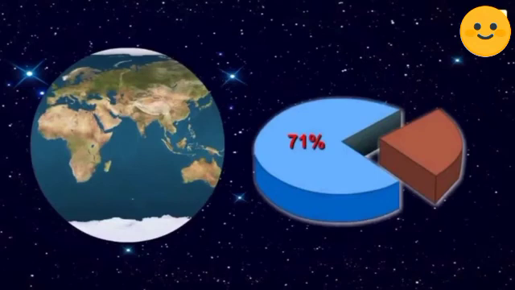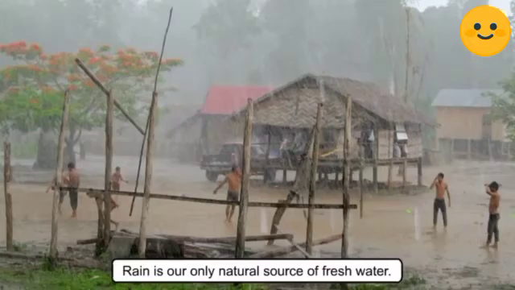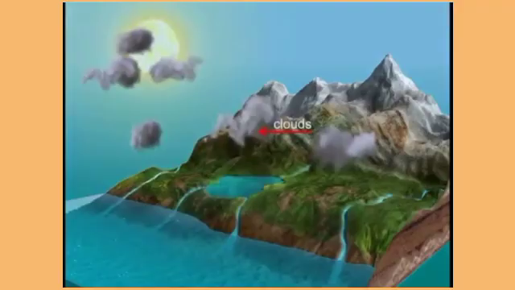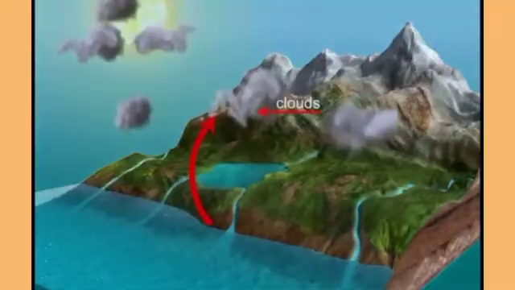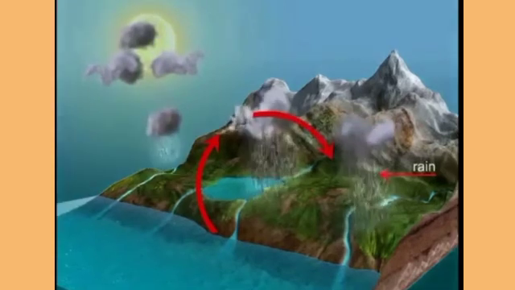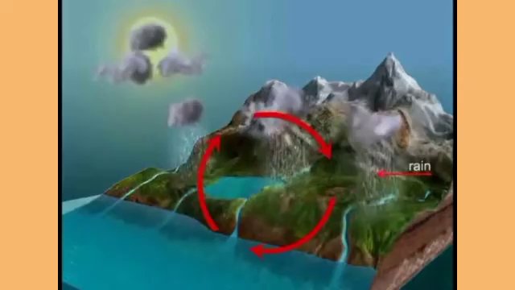71% of our earth is water. Rain is our only main source of water. How does water evaporate? From lakes, rivers, and ponds, water becomes vapor and goes to the sky and becomes clouds. After that, when it becomes heavy, it comes down as rain. Again, it goes to lakes, rivers, and ponds. This is the water cycle.